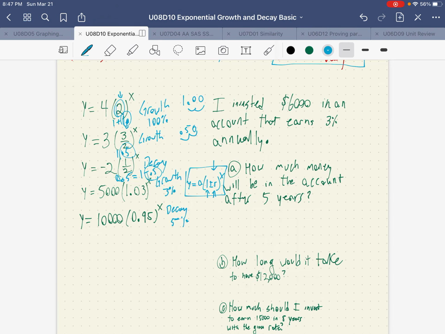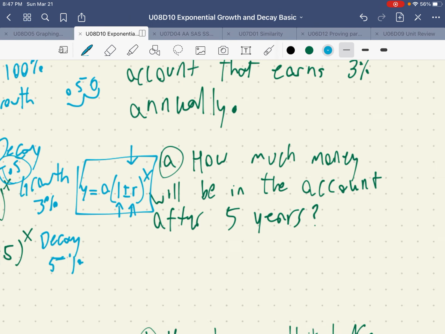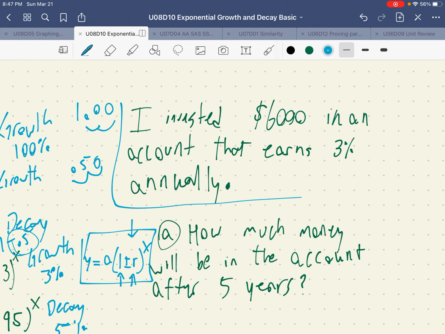All right. So we're going to take a look at an example. The example is that I'm going to invest $6,000 in an account that earns 3% annually. Annually is just a word in businesses with investments that means per year. There are other words. Twice per year is semi-annually. Quarterly means 4 times a year, or every 3 months. Monthly means 12 times a year, or every month. Weekly would be 52 times a year, or every week. Semi-weekly means every 2 weeks, meaning 26 times a year.